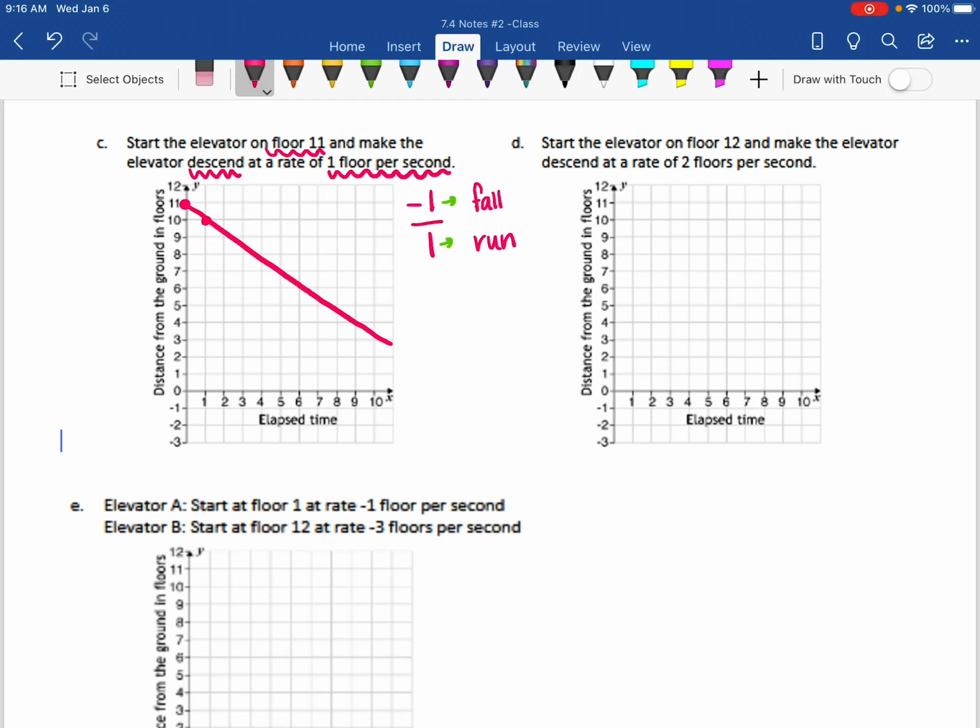Okay, letter D. We're starting on floor 12, so we're going to plot 12 on the y-axis, and we're descending 2 floors per second. So another negative rate. So we're going to fall because we're descending, and we're going to run right. So fall 2, run 1. Connect the dots.